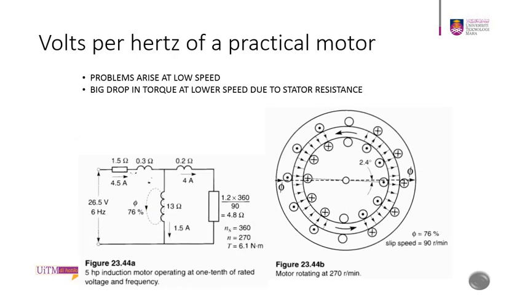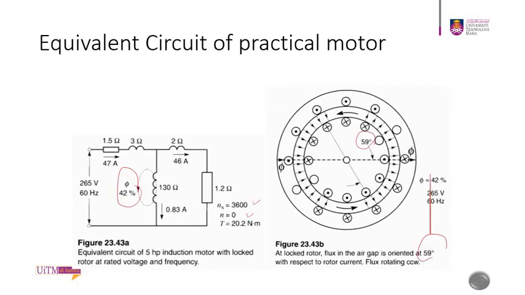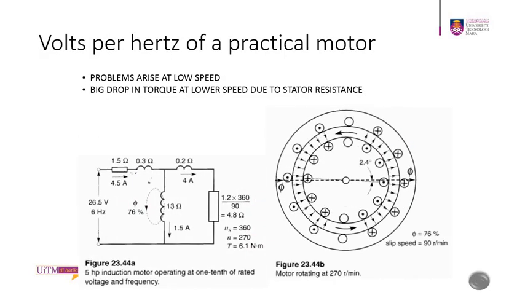The third example. The previous example was at 97% flux. In this case, it is at 76% flux, during low frequency, 6 hertz, low voltage, 26.5 volt, 6 hertz. You have your synchronous speed, and your rotor speed is 270 rpm. This is during low speed.